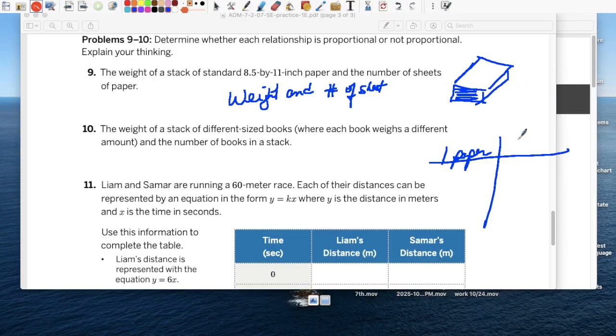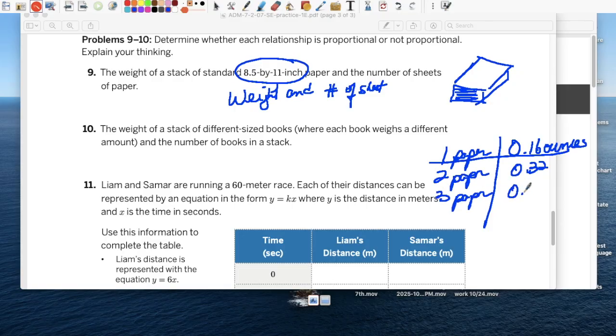From reference.com, a standard sheet of paper measuring 8.5 by 11 inches weighs 0.16 ounces. What if I have two sheets of paper? Well, it'd be times 0.16, or 0.32. What if I had three sheets of paper? It'd be 0.48, and so forth.